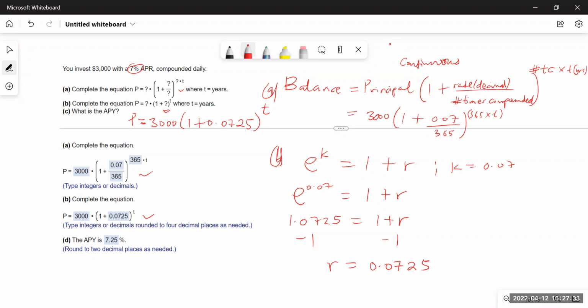Is that okay? Nice. Now, D is looking for the APY, and APY is the annual percentage yield. And that is just a matter of changing this to a percent by multiplying by 100, and that gives you 7.25%, and that is what you get there. Is that okay?